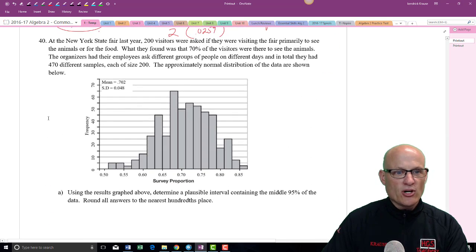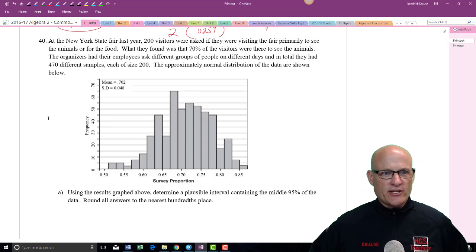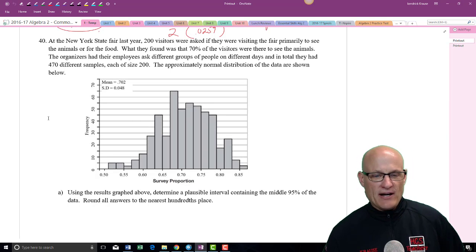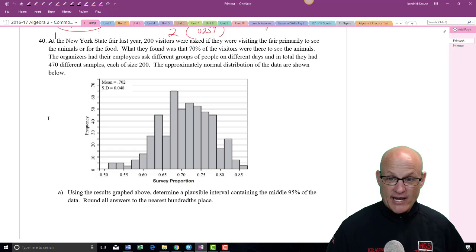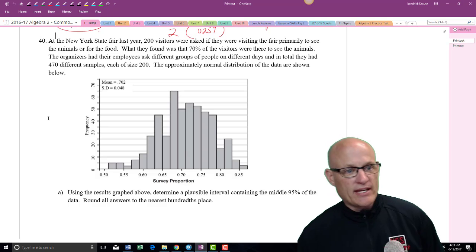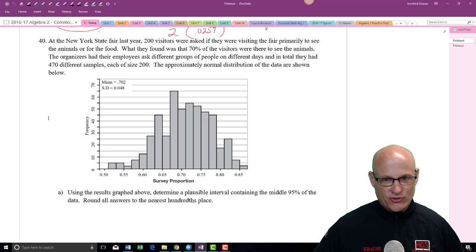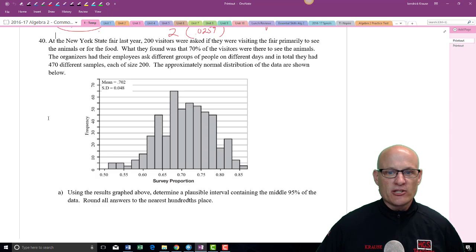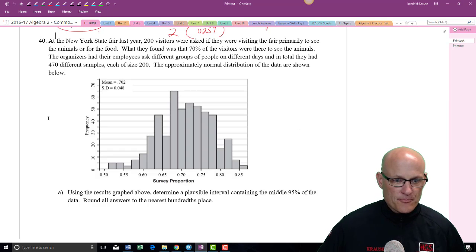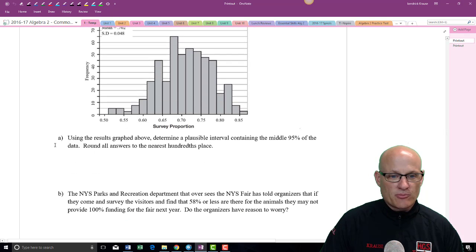And finally, last question. At the New York State Fair last year, 200 visitors were asked if they were visiting the fair primarily to see the animals or for the food. What they found was that 70% of the visitors were there to see the animals. The organizers had their employees ask different groups of people on different days. In total, they had 470 different samples, each of size 200. The approximately normal distribution of the data is shown below. Using the results graphed above, determine a plausible interval containing the middle 95% of the data. Round all answers to the nearest 10,000th place.